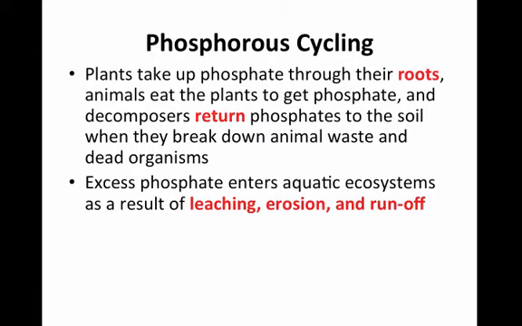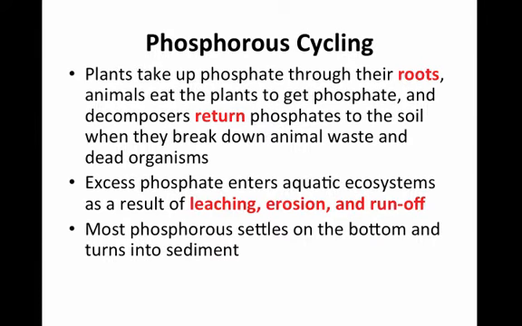Now, similar to the nitrogen cycle, excess phosphate enters the aquatic ecosystems as a result of leaching, erosion, and runoff from the mountain ranges near any sort of body of water. Most phosphorus settles onto the bottom and therefore turns into sediment.